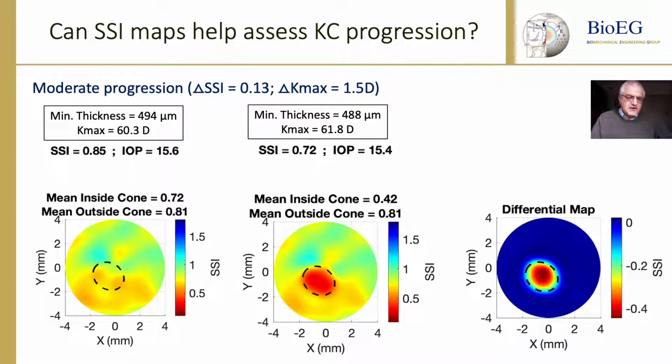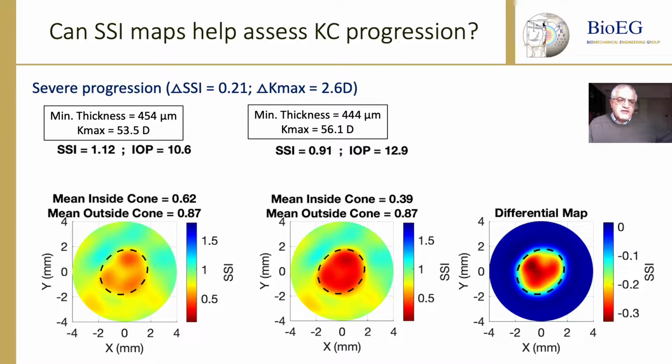If you then move to the next case, where there is moderate progression with SSI reduction of 0.13 and Kmax increase of 1.5 diopters, here again you can see that the change outside the cone is very limited. Most of the change is happening inside the cone. And finally, a case with severe progression. Again, the change in SSI is bigger, the change in Kmax is bigger, but still the change in the SSI outside the cone is pretty limited.